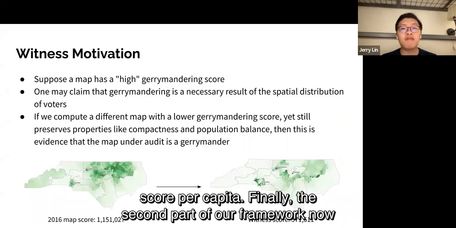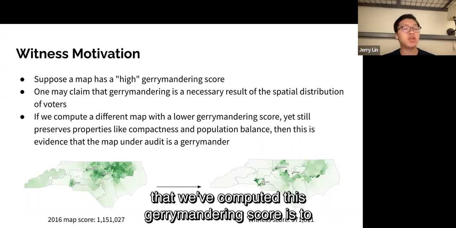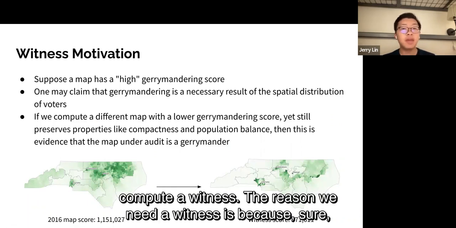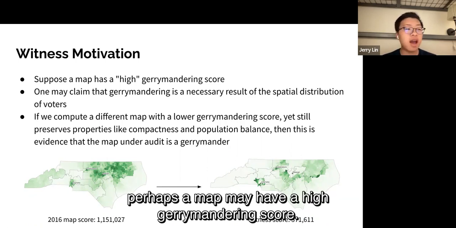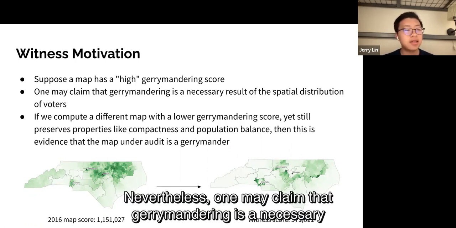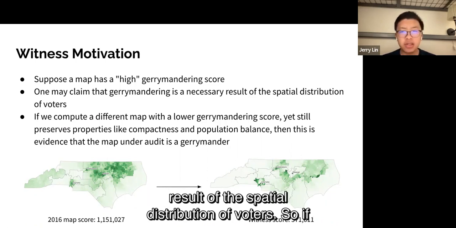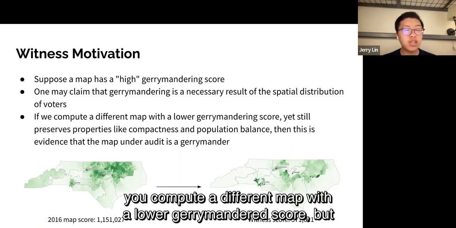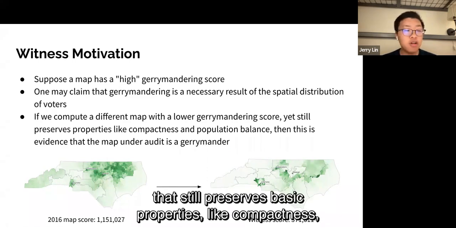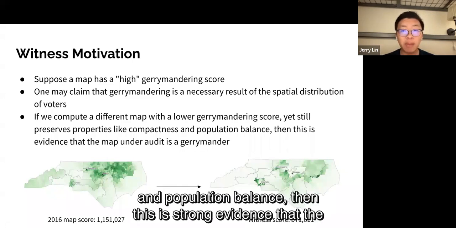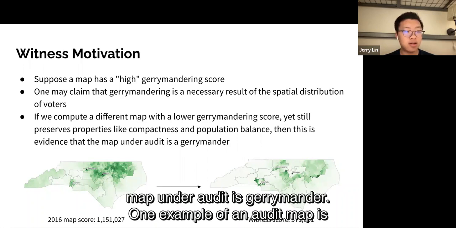Finally, the second part of our framework, now that we've computed this gerrymandering score, is to compute a witness. The reason we need a witness is because, sure, perhaps a map may have a high gerrymandering score. Nevertheless, one may claim that gerrymandering is a necessary result of the spatial distribution of voters. So if we compute a different map with a lower gerrymandering score, but that still preserves basic properties like compactness and population balance, then this is strong evidence that the map under audit is a gerrymander.